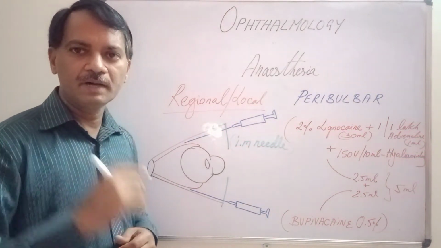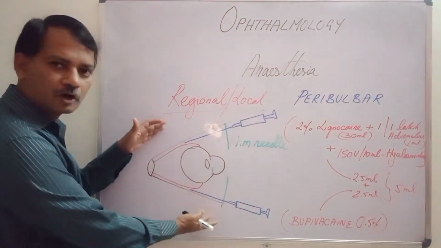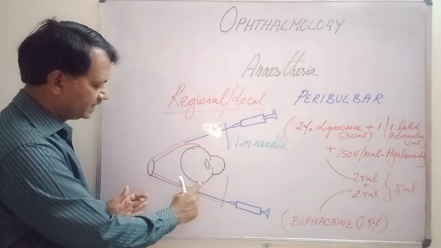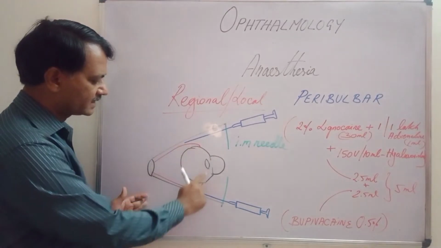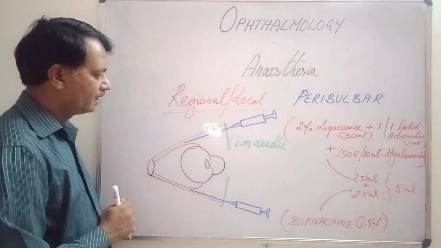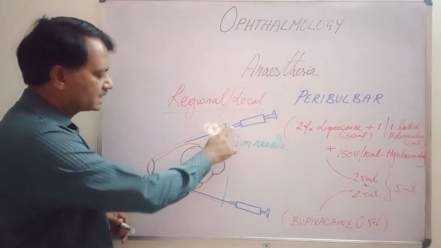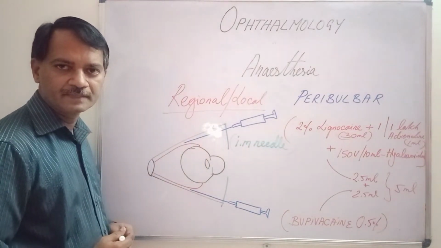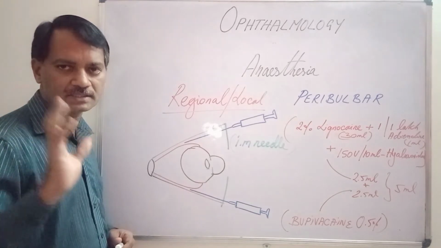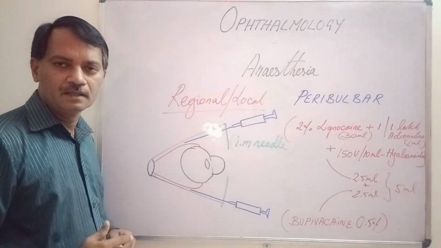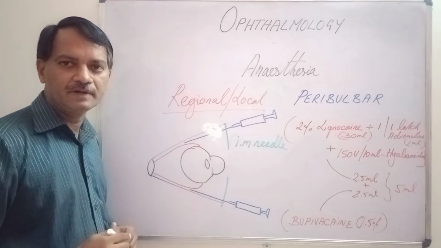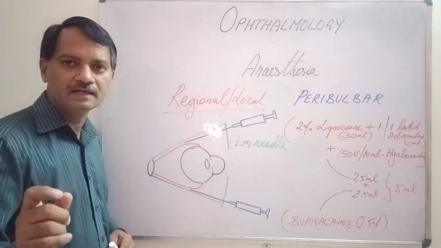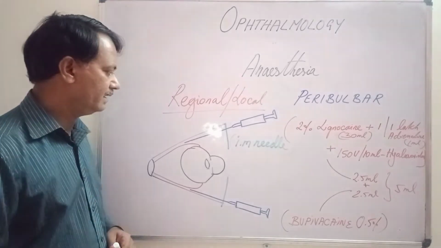What is this peribulbar anesthesia? So I have drawn an orbit here. The eyeball is in the orbit. You see these red color lines, these are the extraocular muscles. When you give the anesthesia outside the extraocular muscles, that is called peribulbar anesthesia. How much anesthesia is given? Roughly about 5 ml of anesthesia is needed for anesthetizing the eye.